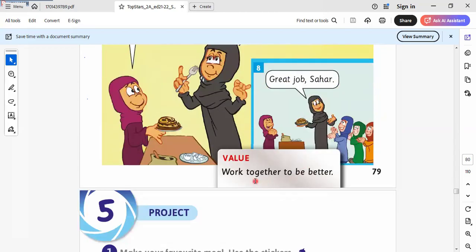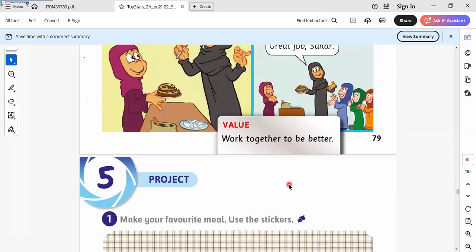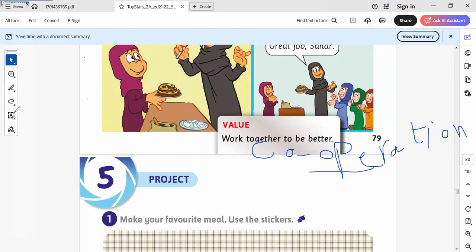Great job, Sahar. The value of this unit is to work together to be better. We say here cooperation. This is the meaning of working together to be better. We say here cooperation. This is another meaning of this sentence. Let's continue the rest of the unit.